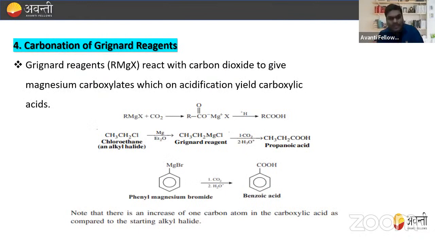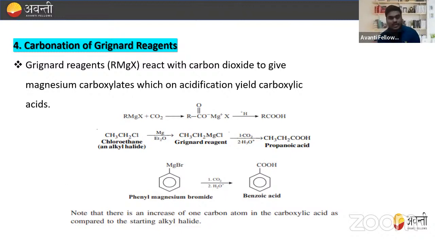Now, the next method is the carbonation of the Grignard reagent. So how will you prepare from the Grignard reagent? Basically, the Grignard reagent, RMgX, reacts with carbon dioxide to give magnesium carboxylate, which on acidification gives the carboxylic acid, right?